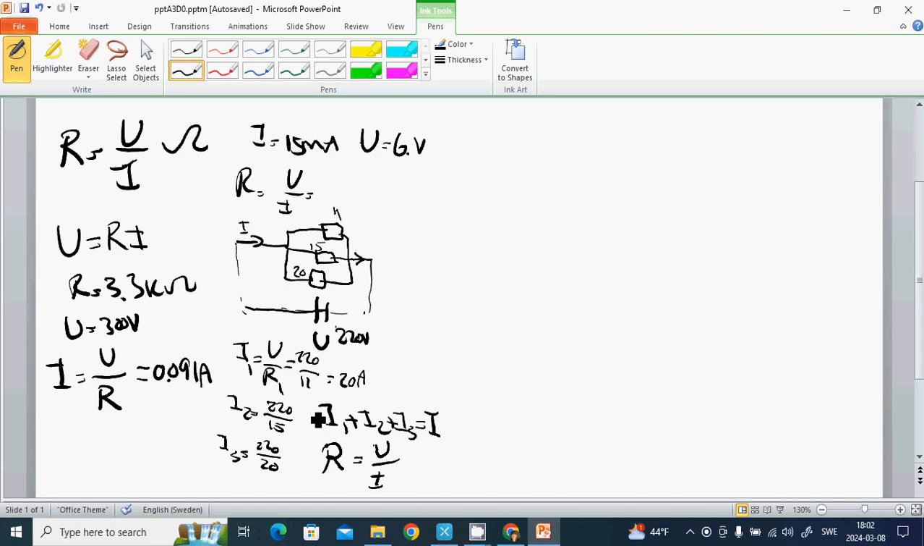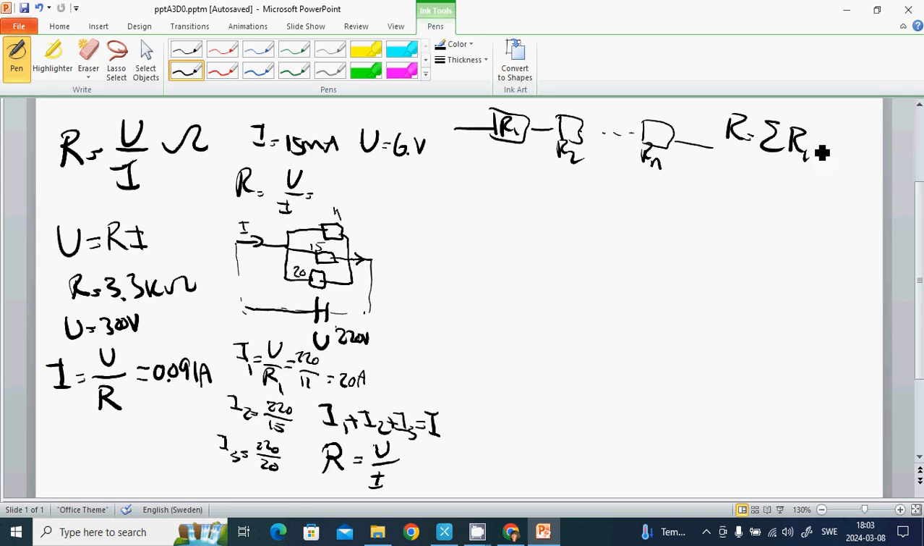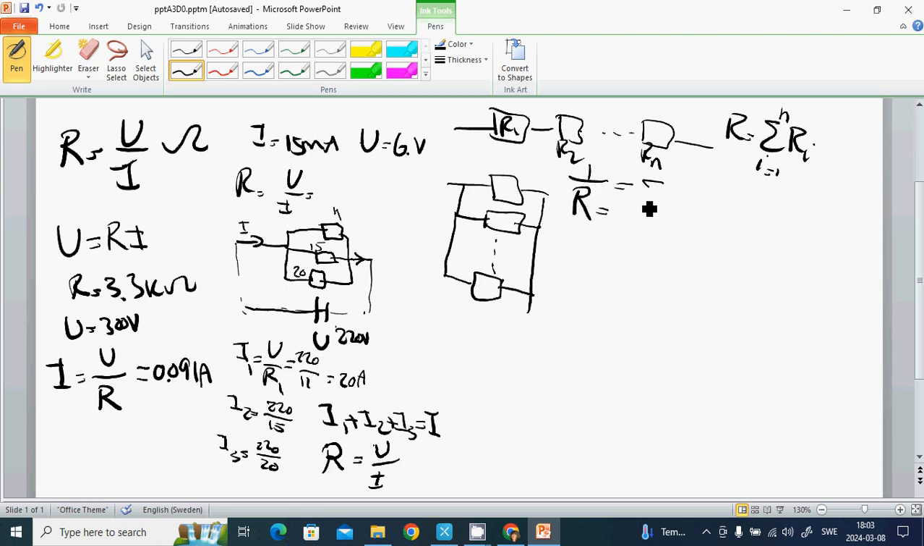Another is when we connect the resistances in series, R1, R2, up to Rn, then R equals the sum of Ri, i from 1 to n. And when we have them in parallel, then 1 divided by R equals the sum of 1 divided by Ri, i from 1 to n.